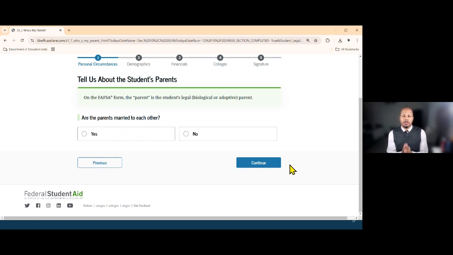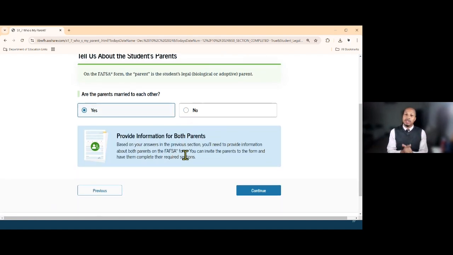I wanted to walk you through what it looks like as you're answering the questions. Now, when you come in, if the parents are married and they're not married, we're going to run through two different scenarios. Starting out with, if they are married, we're going to start out with yes. Then simply, we'll need information from both parents, but only one parent will need a studentaid.gov account if their tax filing status is married filing jointly.